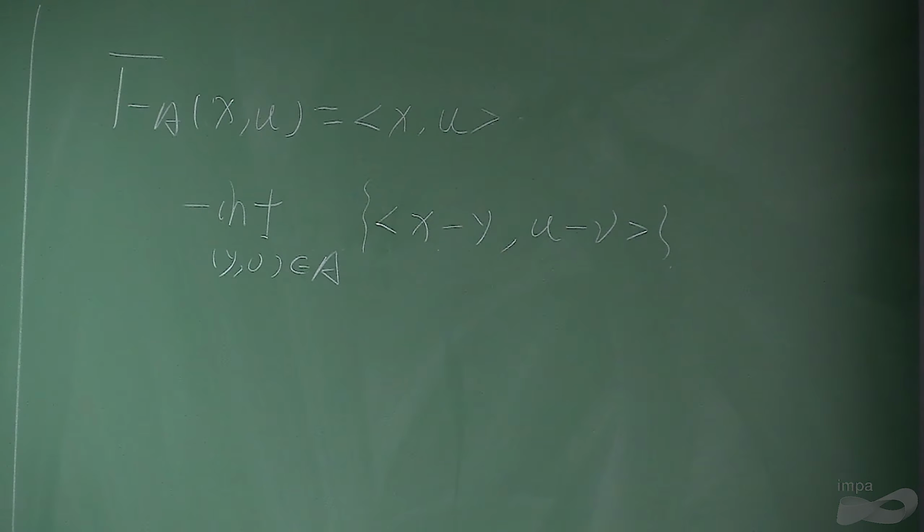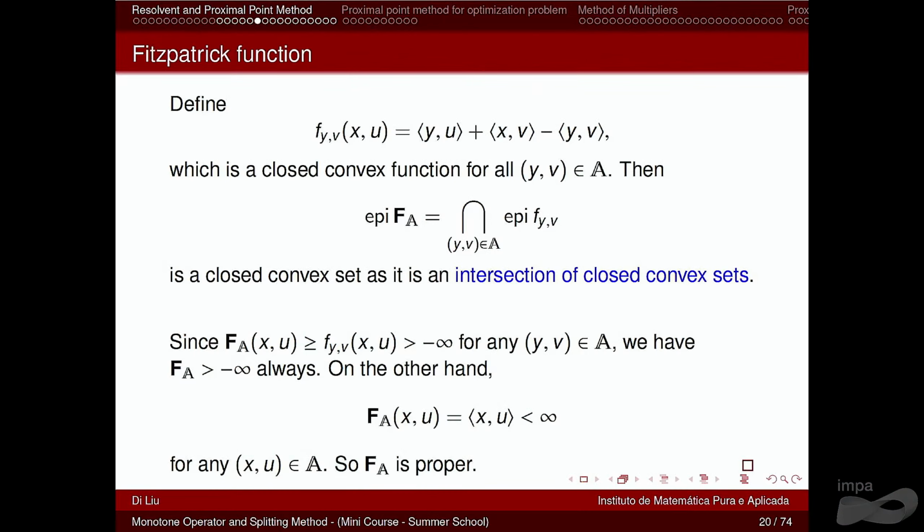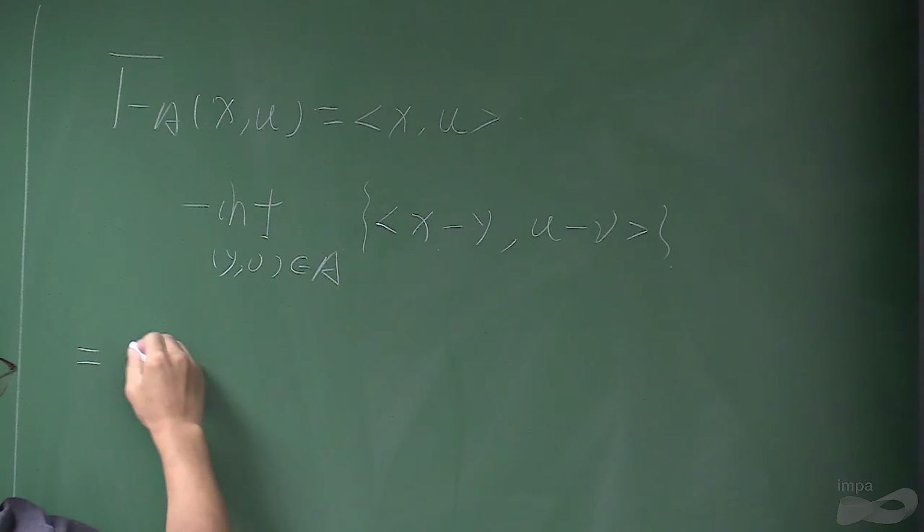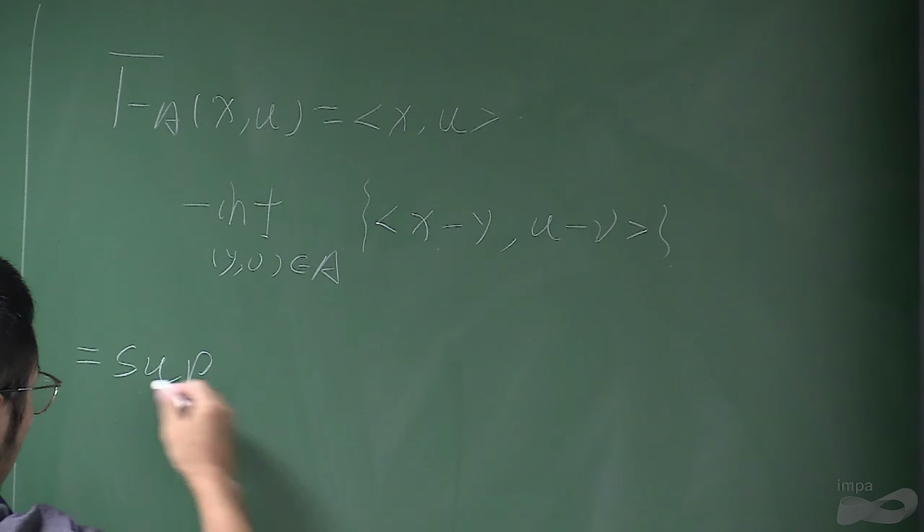Next we are going to prove that the capital F_A is a CCP function. We define the small f(y,v,x,u) to be the sum of these three inner products without the sup, because the definition of F_A is also equal to the sup.